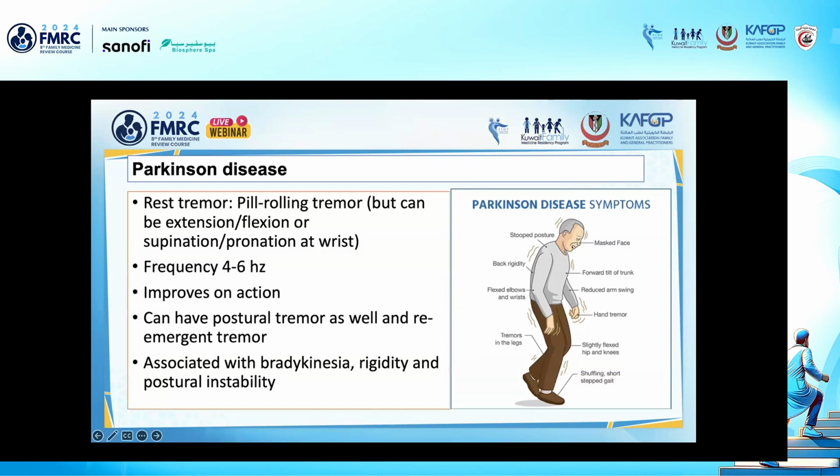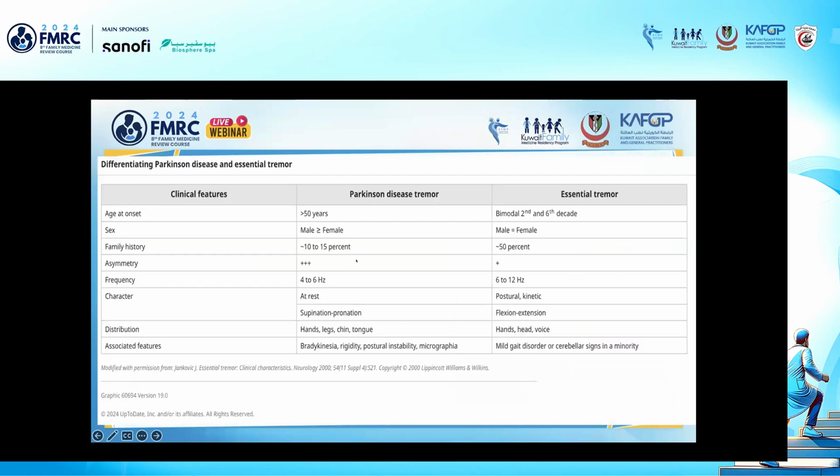They usually also have masked face, stooped posture, shuffling gait, tremors in the legs, hand tremors, and all these things. These are the main differentiating features between Parkinson's disease and essential tremors. First, the age: in Parkinson's, usually above 50. Here, you might have young people, especially in familial essential tremor, in their second or third decade, and also at higher age.